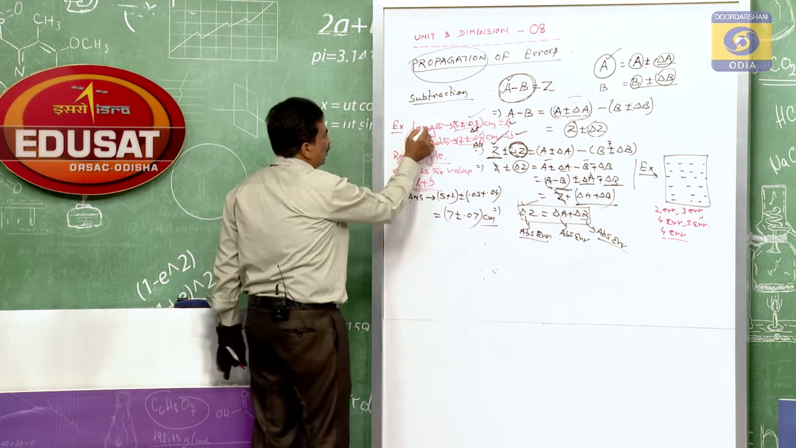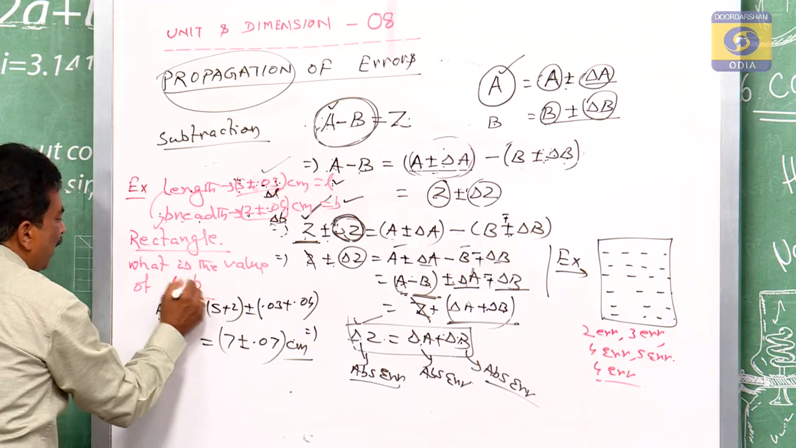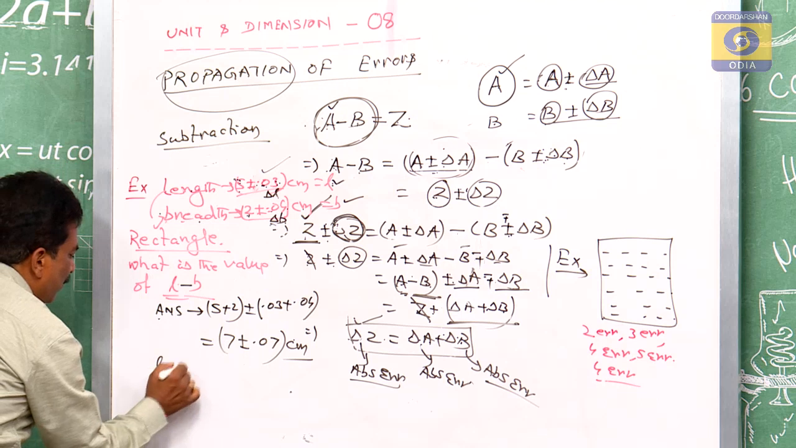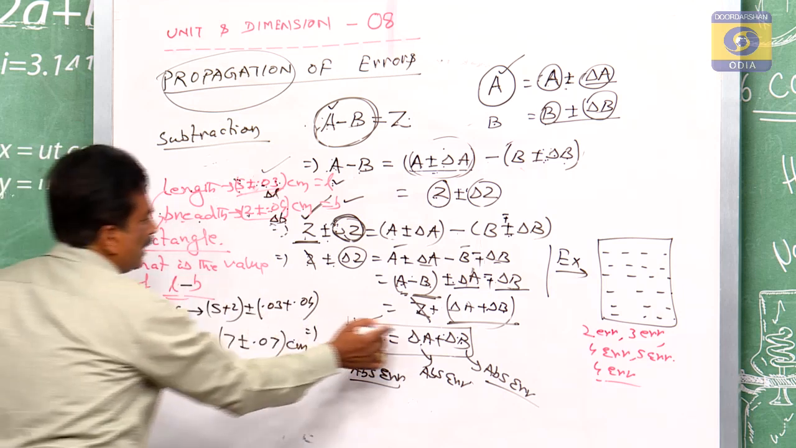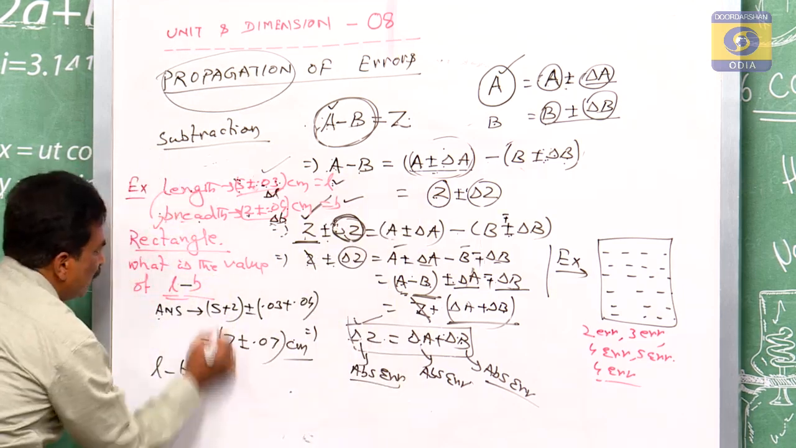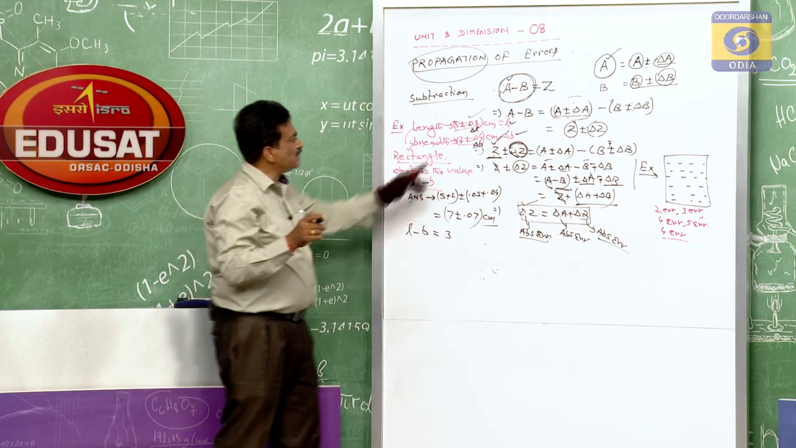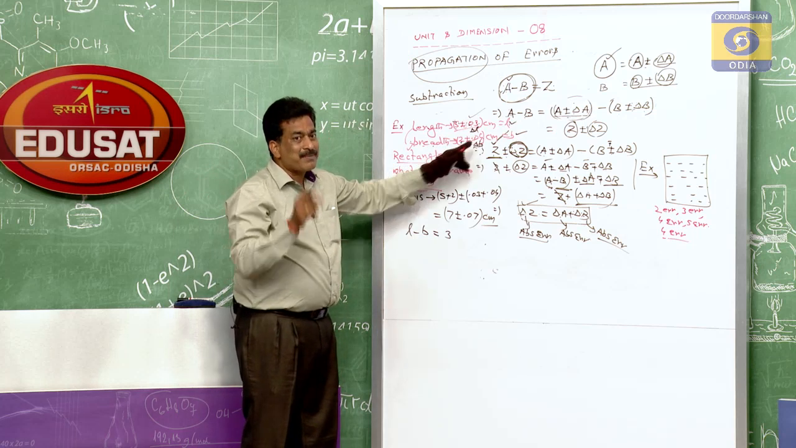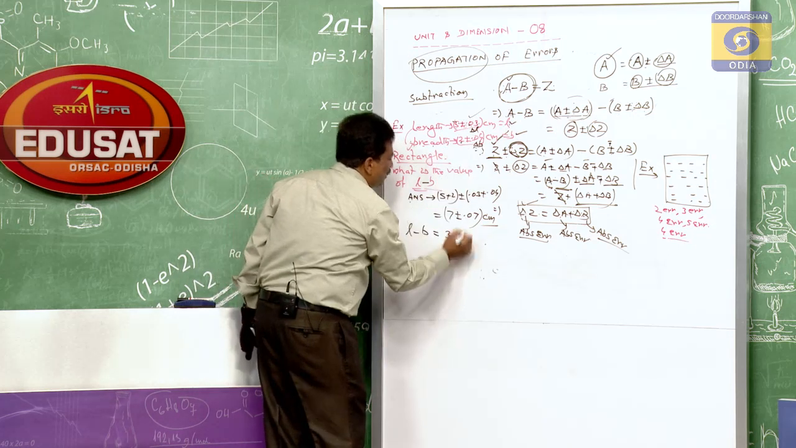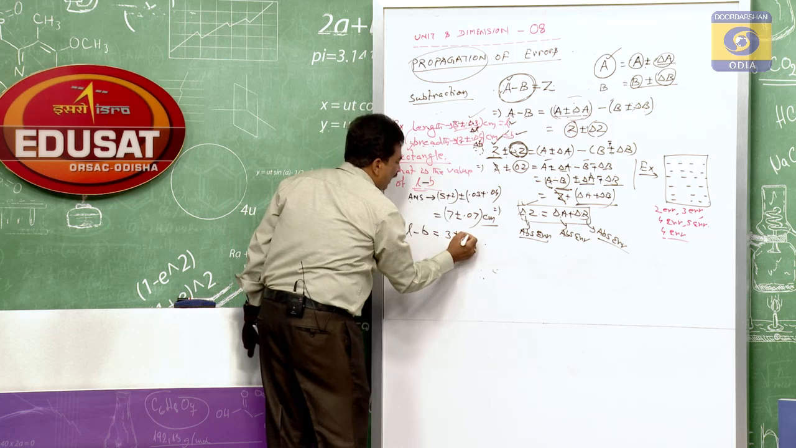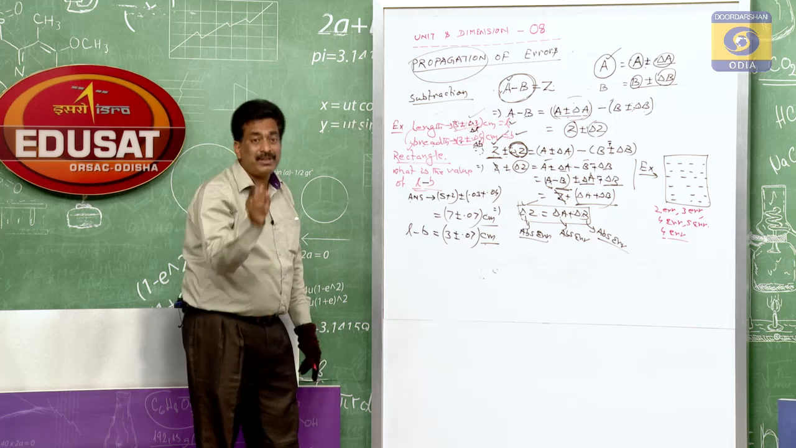Therefore, the answer: suppose the length is this, breadth is this. For the same example, what is the value of L minus b? Then this L minus b will be subtracted from L to b, because that is your z. So that z value will be 5 minus 2, which equals 3. But what we will say for it, the absolute error values are to be added, means this will be 3 plus or minus these two values added, 0.07 centimeter.